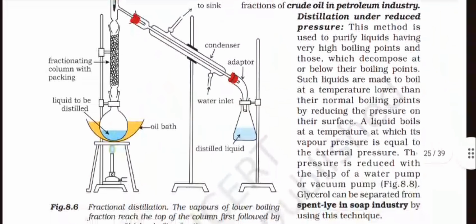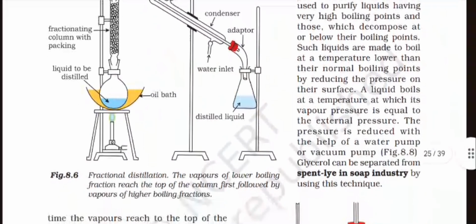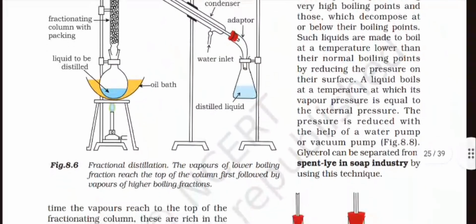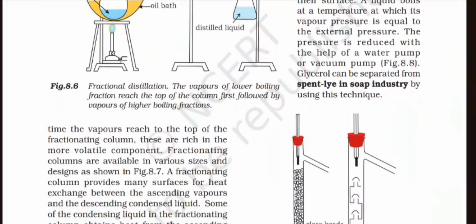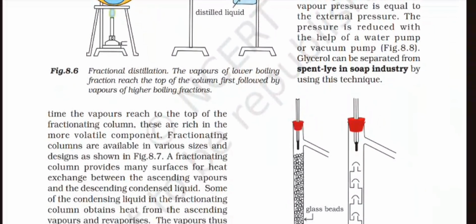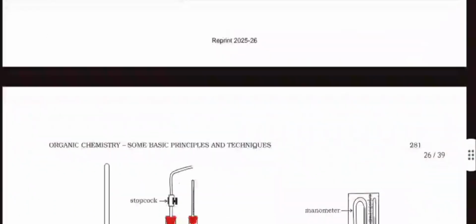Distillation under reduced pressure. This method is used to purify liquids having a very high boiling point and those which decompose at or below their boiling point. Such liquids are made to boil at a temperature lower than their normal boiling point. By reducing the pressure on their surface, a liquid boils at a temperature at which its vapor pressure is equal to the external pressure. The pressure is reduced with the help of a water pump or vacuum pump. Glycerol can be separated from spent lye in the soap industry by using this technique.